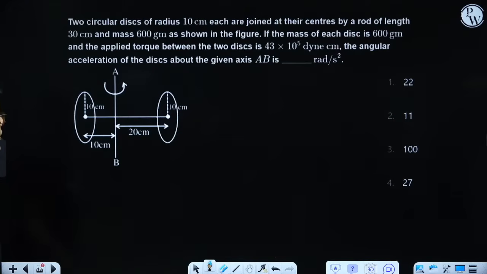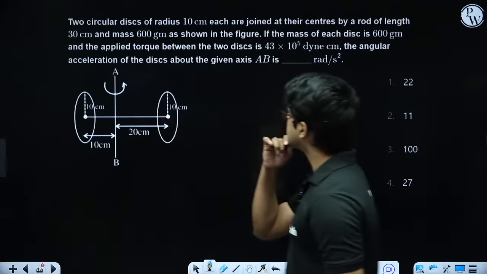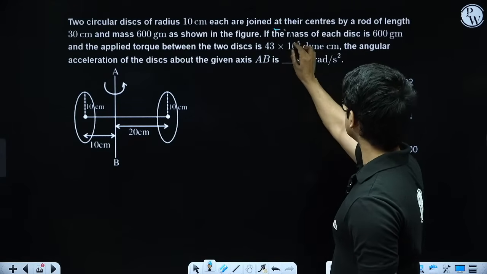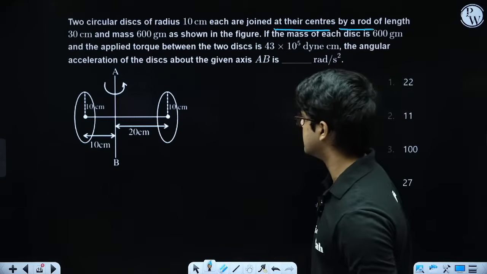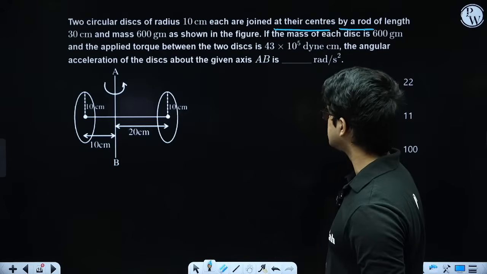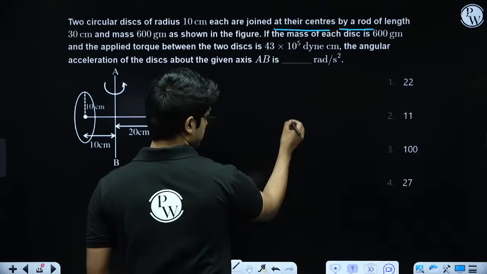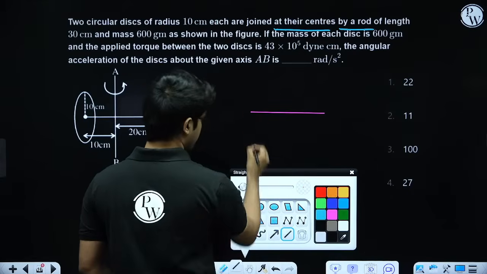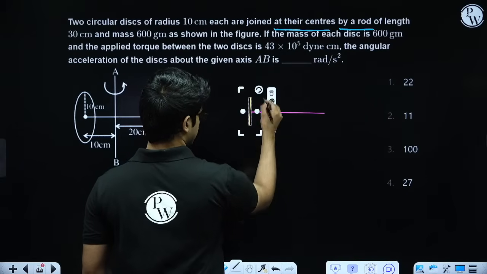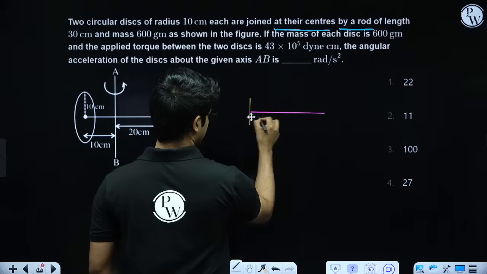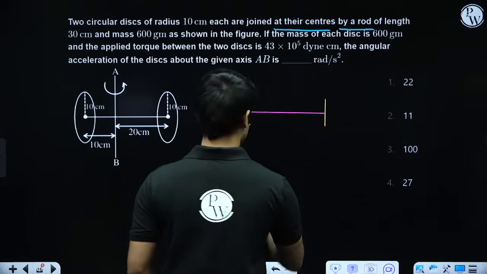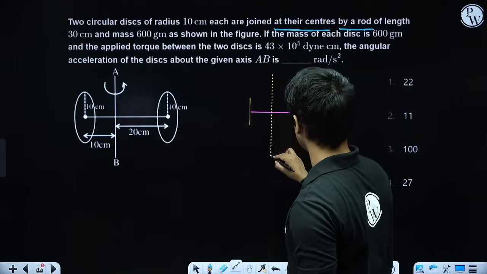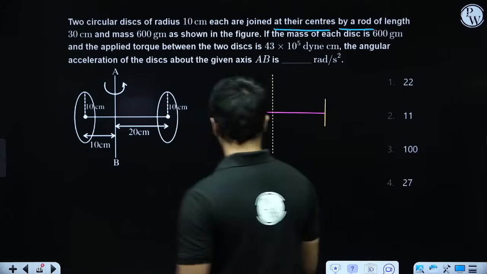So yeah, so this is another rotation problem. So here we have two discs and radiuses are the same, 10 centimeter. They're joined at their centers by a rod of length 30 centimeters, okay, and mass 600 grams as shown in the figure. So the side view of the situation will look something like this. So this is the rod and the disc attached to the left end will be in this plane, and the disc attached to the right end will be in this plane. This is how the situation will look like, and the axis will be at 10 centimeters from the right one, something like this. Okay, so this is the situation.